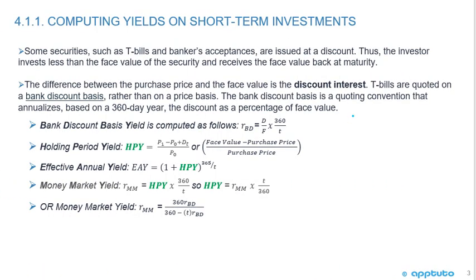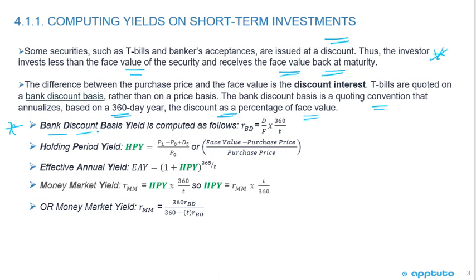Okay, we'll go through this slide slowly. So some securities, such as T-bills and bankers' acceptances, are issued at a discount. Thus, the investor invests less than the face value of the security and receives the face value back at maturity. And we're going to look at an example on the next slide using some numbers. So the difference between the purchase price and the face value is the discount interest. T-bills are quoted on a bank discount basis rather than on a price basis. The bank discount basis is a quoting convention that annualizes, based on a 360-day year, the discount as a percentage of face value. And you can see that here with the first formula.